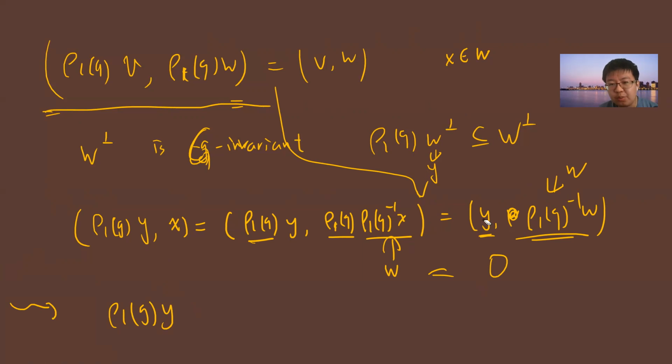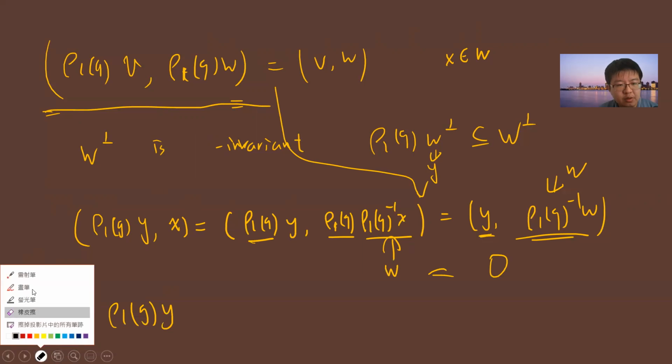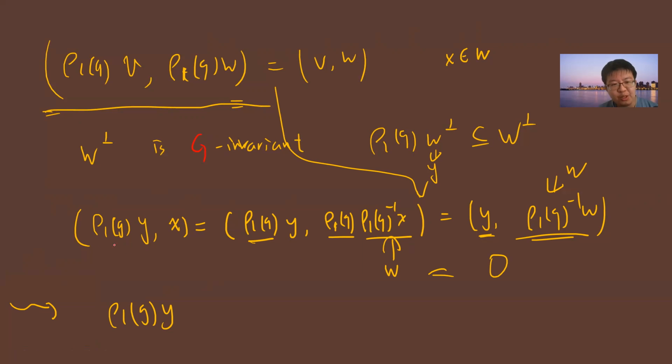Let me use the eraser. I think this proof is very clear now. Let me use red. So rho one G y, and x is another vector in W. Remember that y is in W complement. So rho one G y, rho one G inverse x. Remember W is G invariant, so rho one G inverse x is in W. So y is in W complement, and by definition the inner product is zero. So you get rho one G y dotted with any x in W is zero. So you have shown that W complement is G invariant.